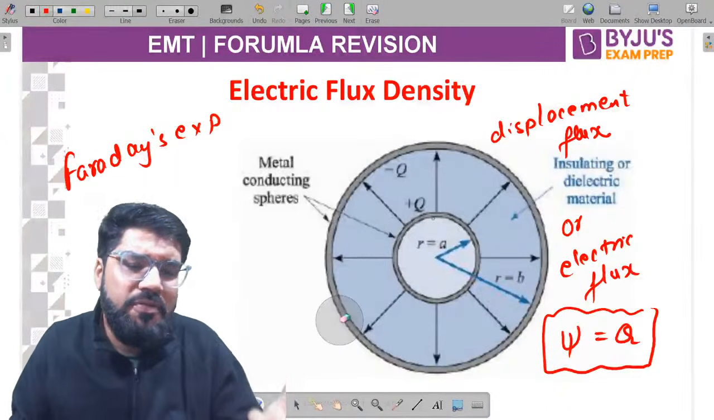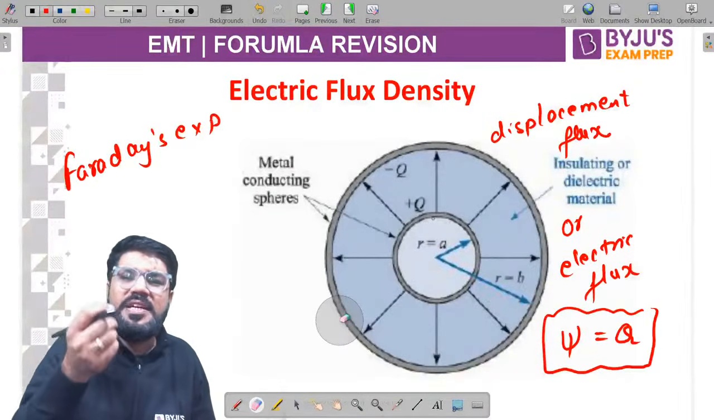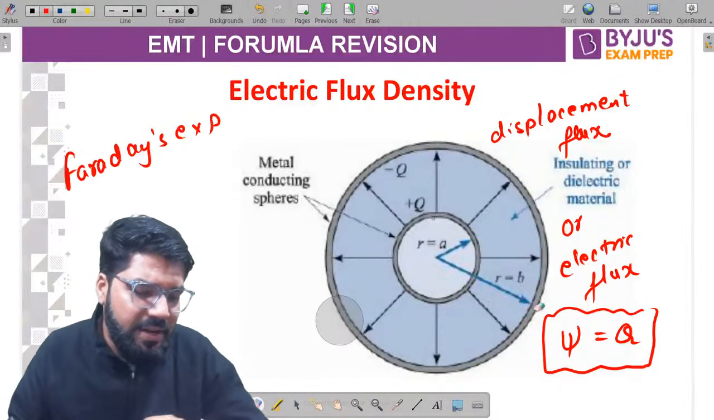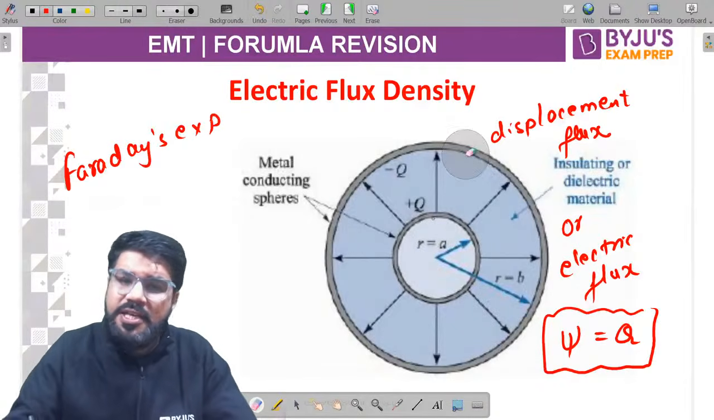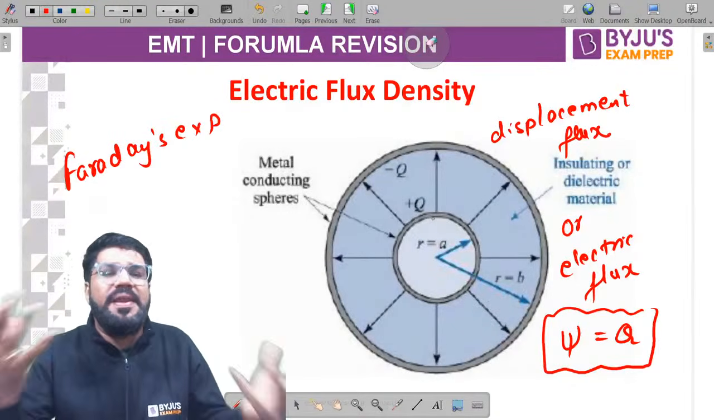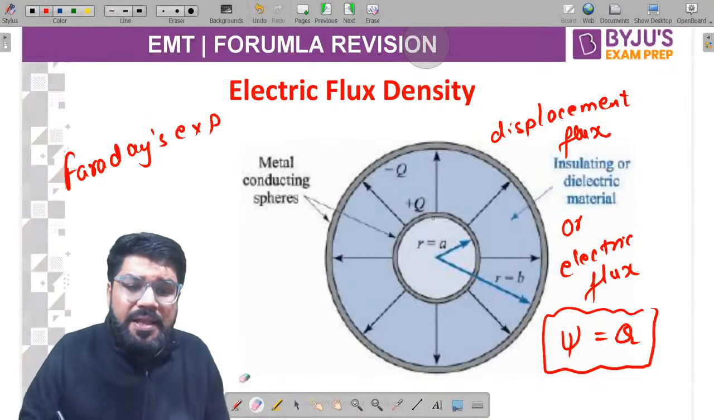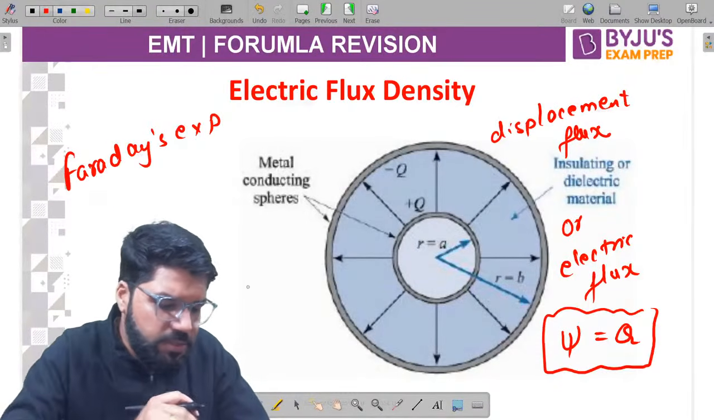Even the literal meaning of flux represents movement of something. So here it is the flux of electric charge. We call it electric flux, the movement of charge from the inner sphere to the outer sphere. The observation was initially given by Faraday, and later properly formulated mathematically by Gauss, and here we get Gauss law as well.